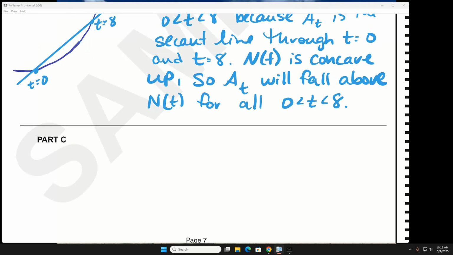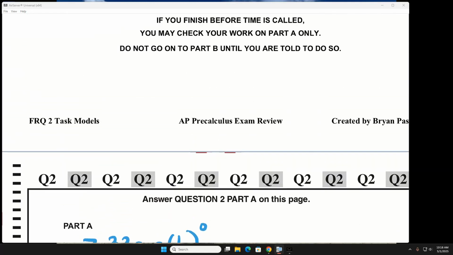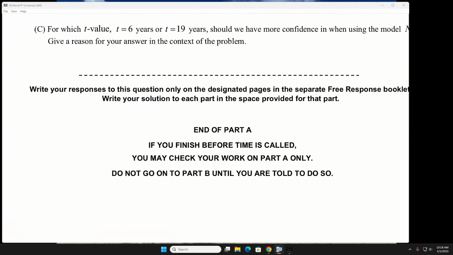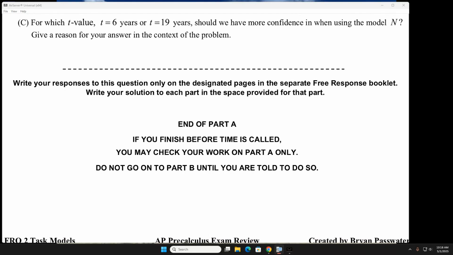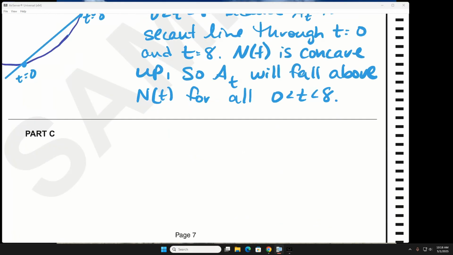It says that for which t value, t equals 6 or t equals 19 years, should we have more confidence in when using the model? And then give a reason. So what do you guys think? 6 or 19? Why? Falls in between. You guys are great. All right. That's what we're going to write.